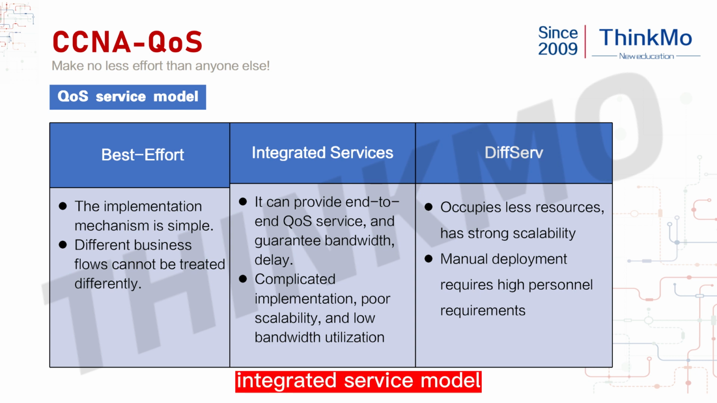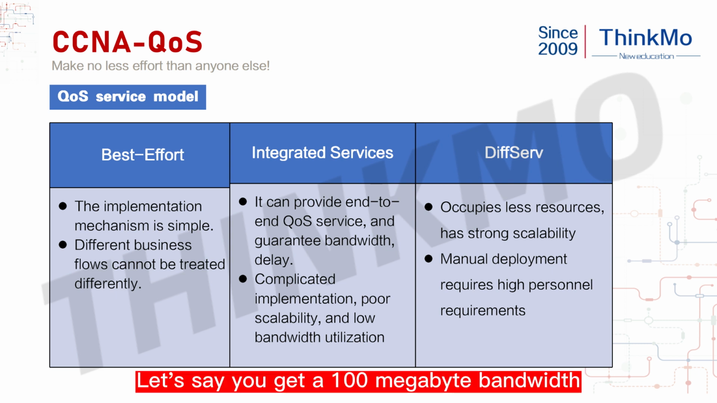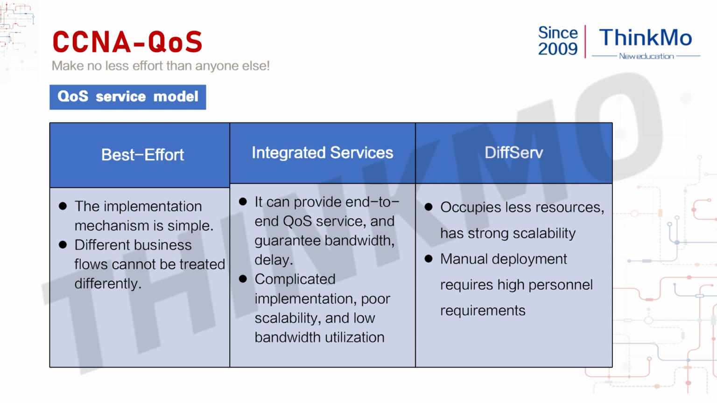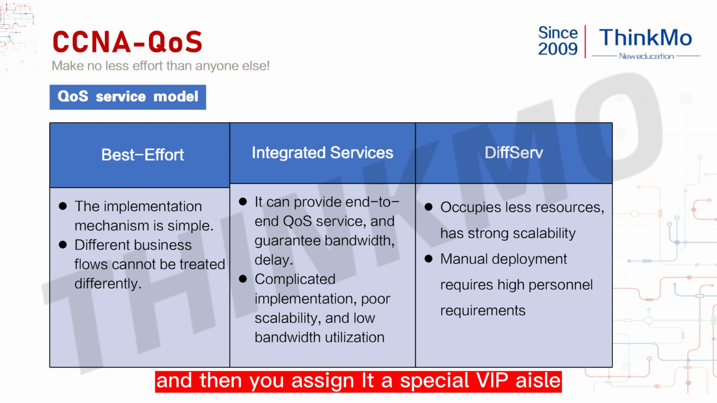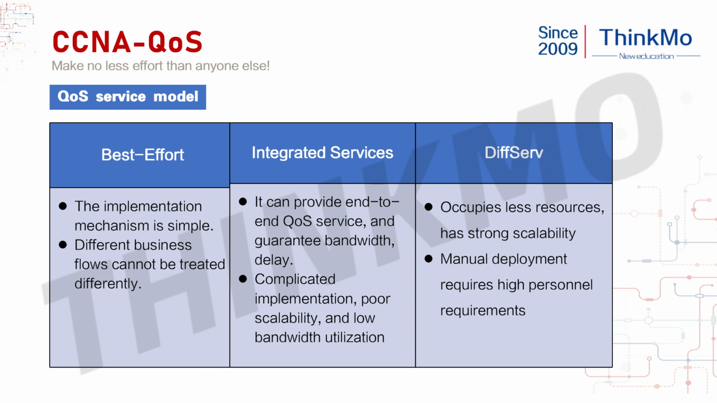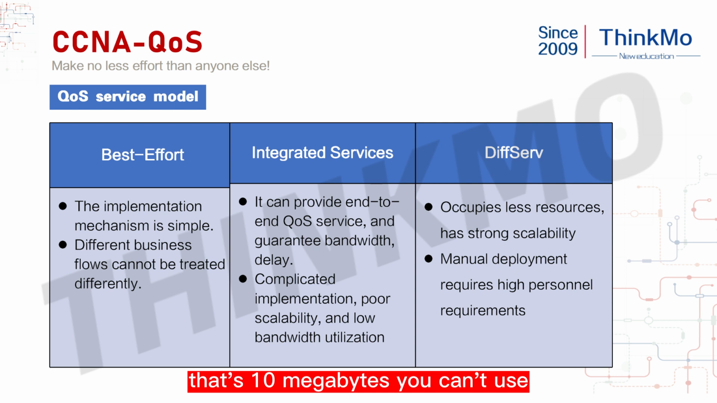The integrated service model is relatively flawed. Let's say you get a 100 megabyte bandwidth, and then you assign it a special VIP aisle. Let's say I assign it 10 megabytes. That's 10 megabytes you can't use under any circumstances. So this service model is relatively weak.